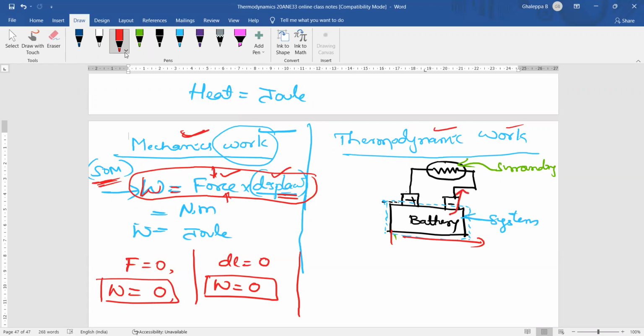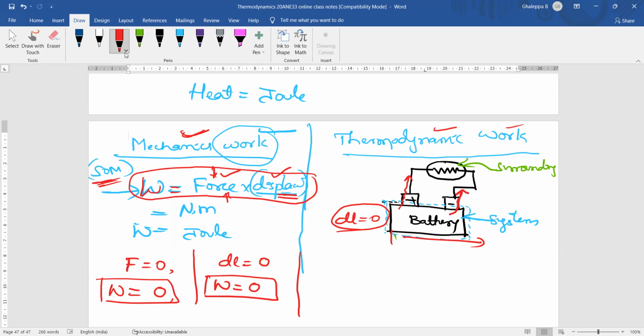Correct or not? Yes, sir. The battery is transferring some energy. But as you said, the displacement is 0. There is no movement of the system. The device is not moving. The displacement is completely 0, even though you are saying there is a kind of energy transfer.